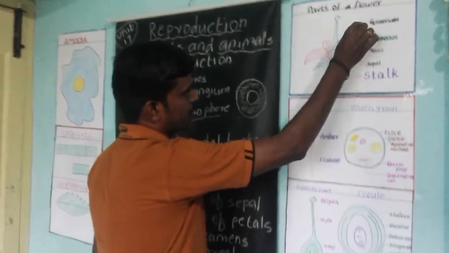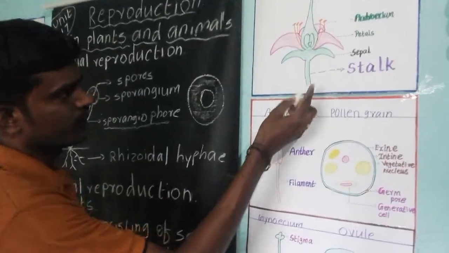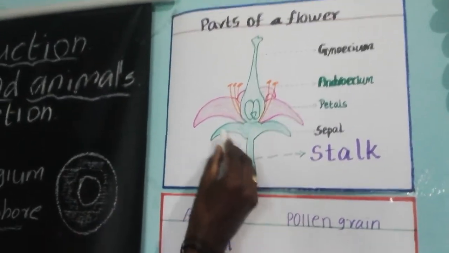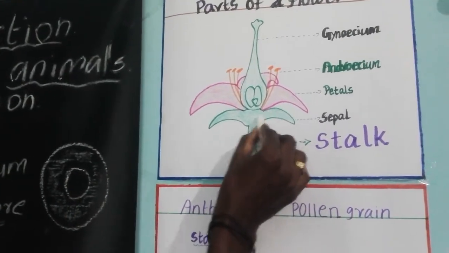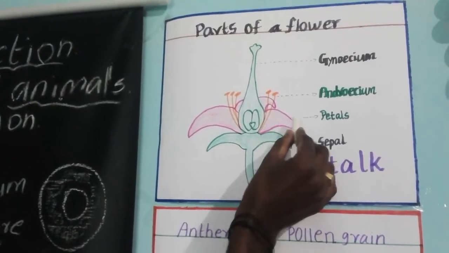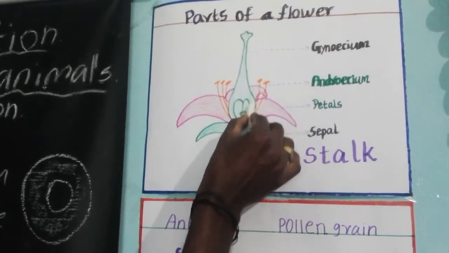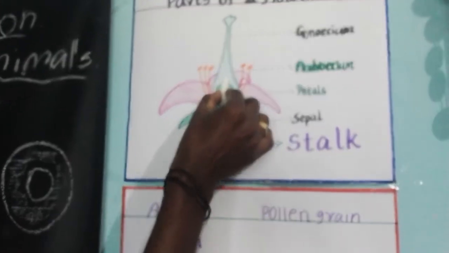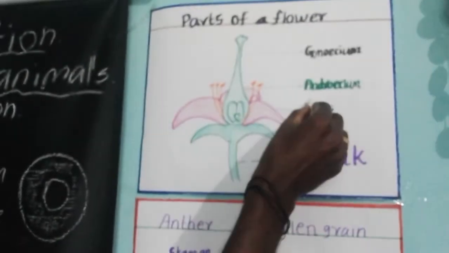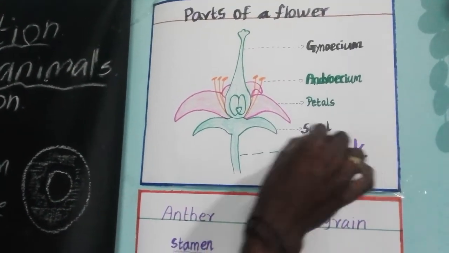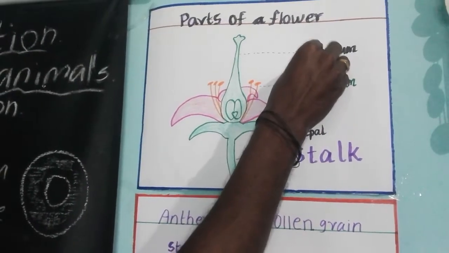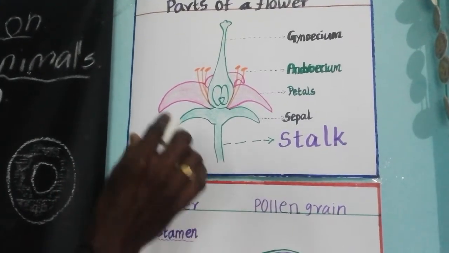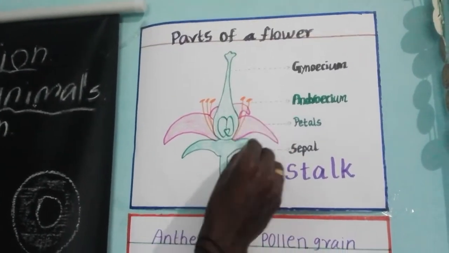Here you see the diagram of the flower. One small stick-like structure is the stalk. Then the green area is the sepal, and above that the colorful part is the petal. Then the orange colored part with small buds is the androecium, and this long part is the gynoecium. Petals and sepals do not take part in reproduction, but the gynoecium and androecium do. First we are going to see the structure of the androecium.